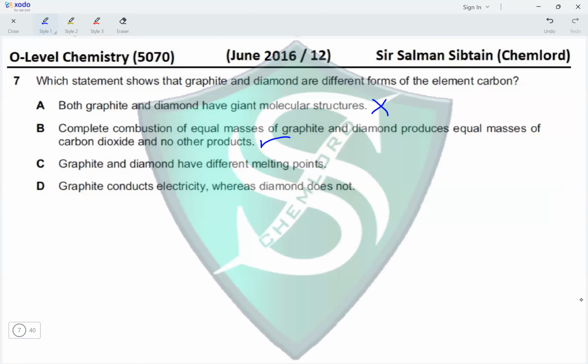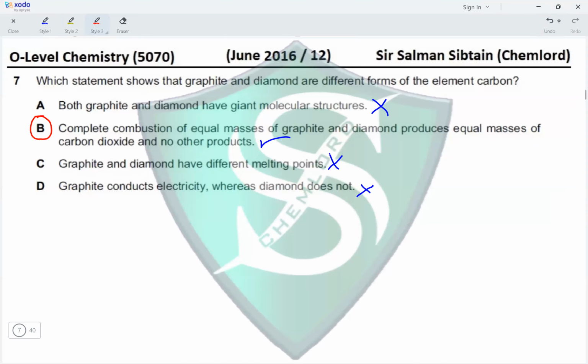Graphite and diamond have different melting points. This is correct, but this does not explain that they are made up of carbon. Graphite conducts electricity, whereas diamond does not. This statement is also correct, but does not explain that they are both allotropes of carbon. Therefore, the correct option for this question is option B.